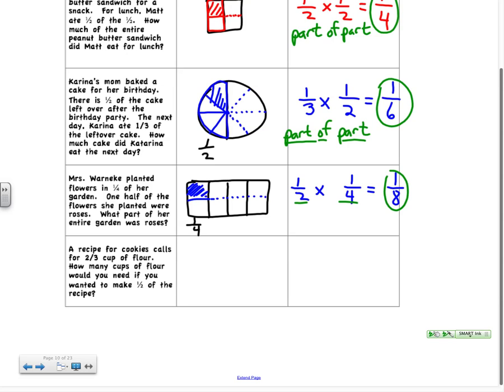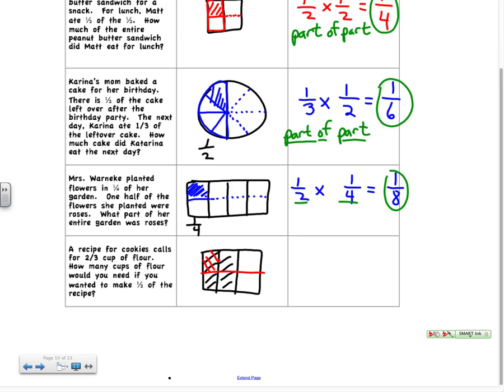Okay, and then finally a recipe for cookies calls for 2/3 cup of flour. So if I had a whole cup of flour, I'll do this as a rectangle as well. 2/3, so 2 of these 3 parts is the flour the cookies need. How many cups of flour would you need if you wanted to make half the recipe? So I'm going to take what I have here and cut it in half. I'm showing you guys a little bit differently here.